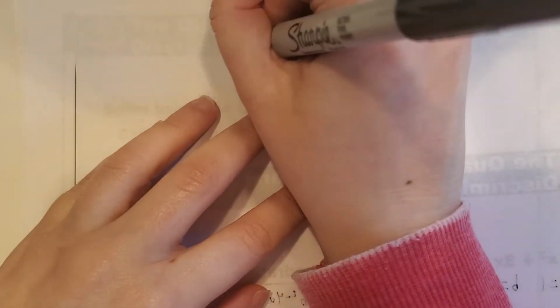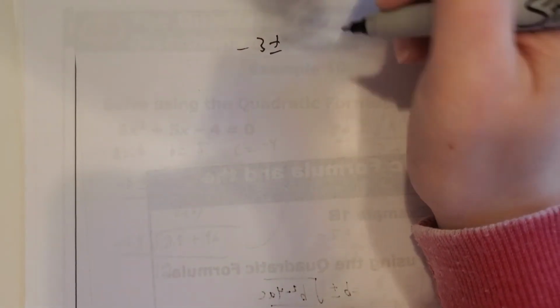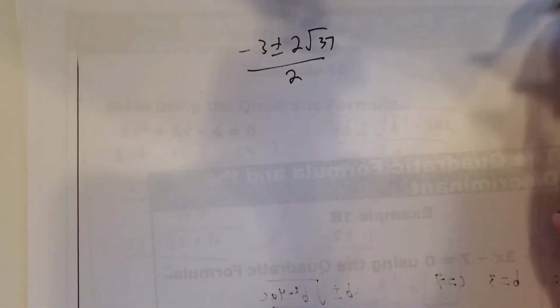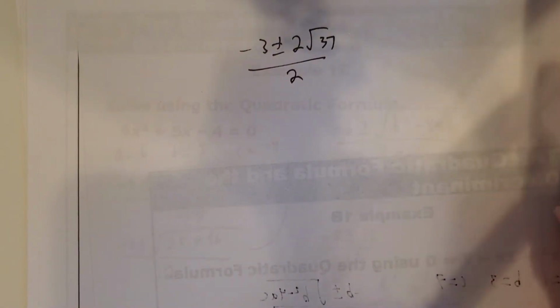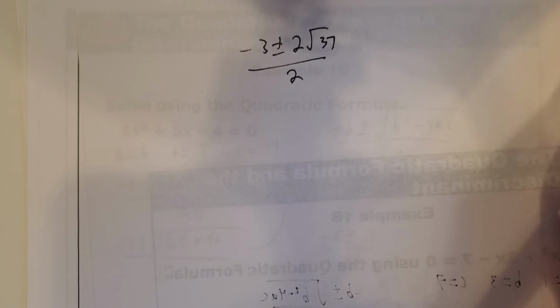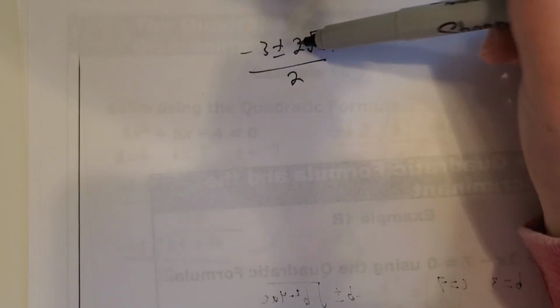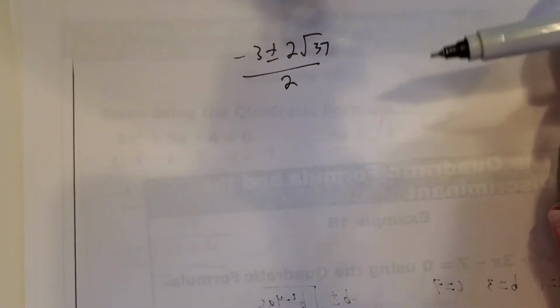But let's say instead it said -3 plus or minus, like, we were able to simplify that radical, and it said 2 root 37 over 2. All right? When you're simplifying fractions like this, you do have to be very, very careful. I don't know if you guys remember the butterfly method from the way beginning of the school year. If you're dividing an entire expression by a number, every single piece of the expression has to be divisible by whatever number you're dividing by in order to reduce it.